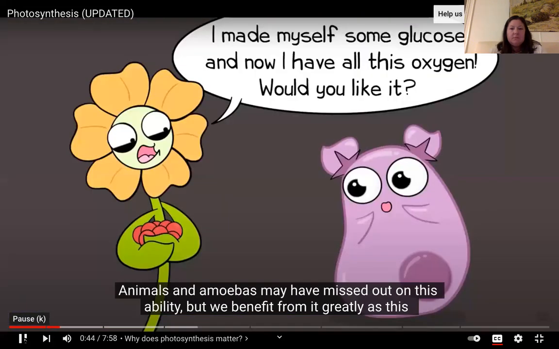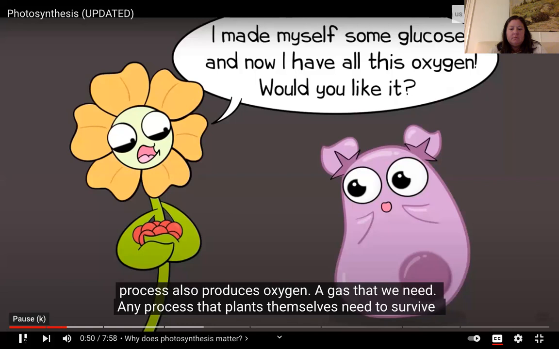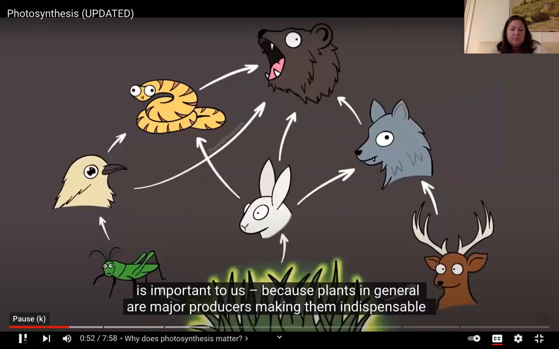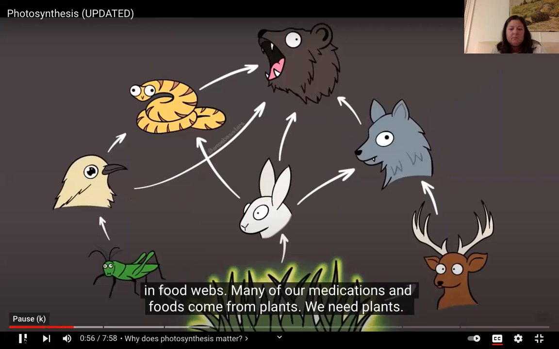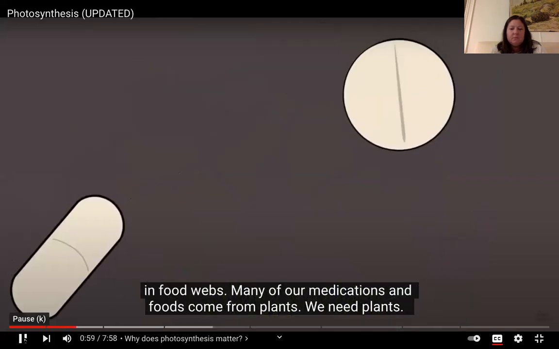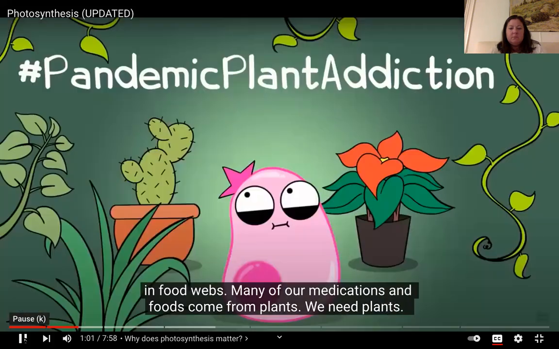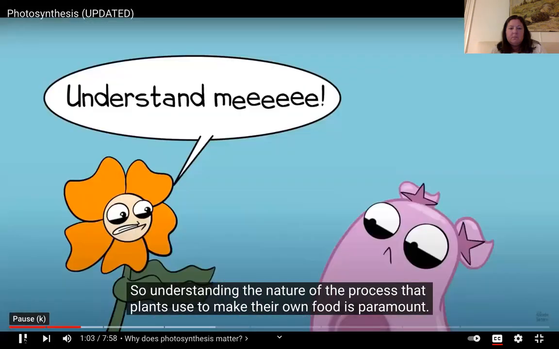Animals and amoebas have missed out on this ability, but we benefit from it greatly, as this process also produces oxygen, a gas that we need. Plants in general are major producers, making them indispensable in food webs. Many of our medications and foods come from plants. We need plants. So understanding the nature of the process that plants use to make their own food is paramount.